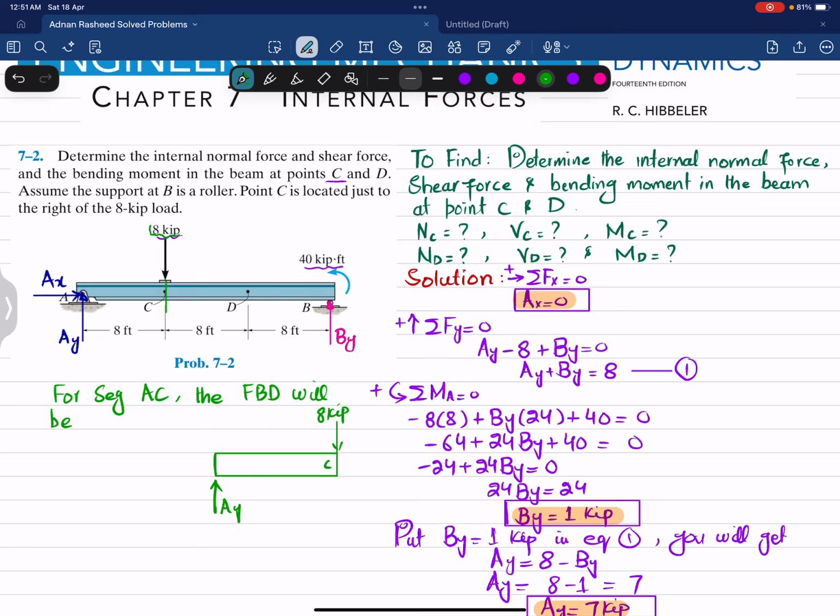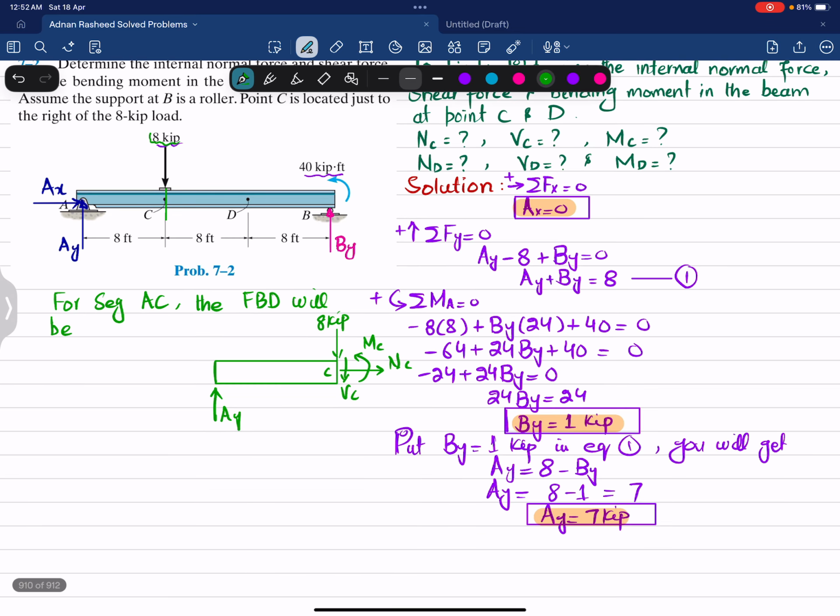So when you cut it, you will have a normal axial load, which is NC. You will have a shear force, which will be VC, and there will be a moment which will be MC. The direction of this MC is counterclockwise, due to convention, and VC is also taken as downward. So we'll find them one by one. So how will we find them?